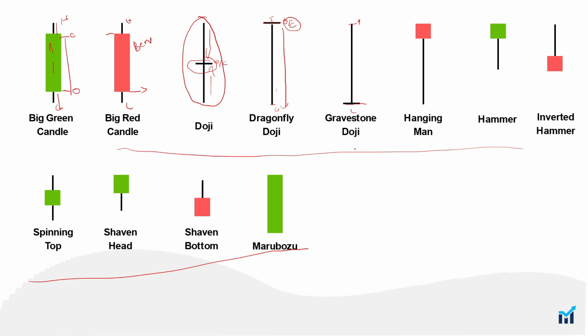All right. So this is what we call a gravestone doji. Now next, hanging man. So what is a hanging man?